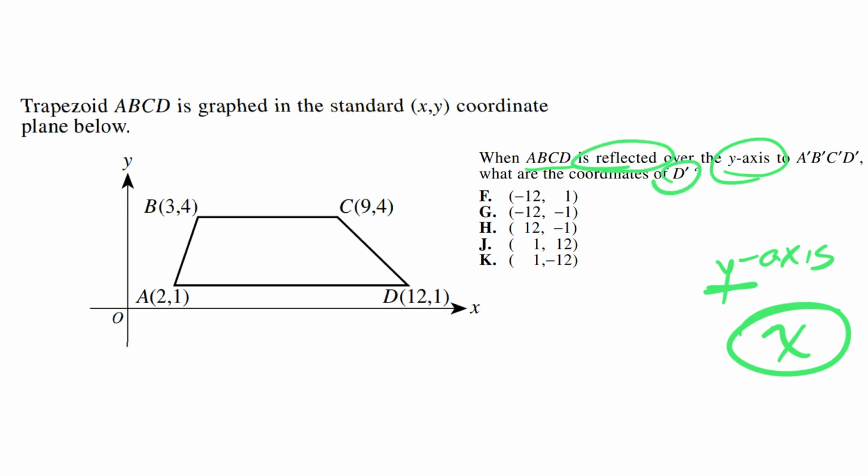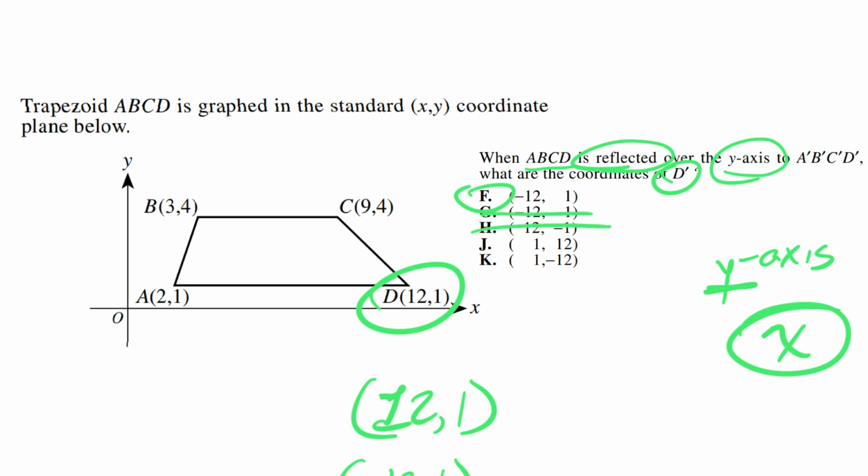So we're going to identify where D is. It's at 12/1. So when it's a reflection across the y-axis, only the x value will change. That would be this. So our answer would be answer F. Now, if it was a reflection across the x-axis, you change just the y. And if it's a reflection across the origin, you change both.